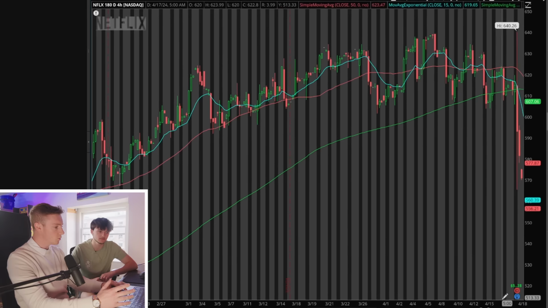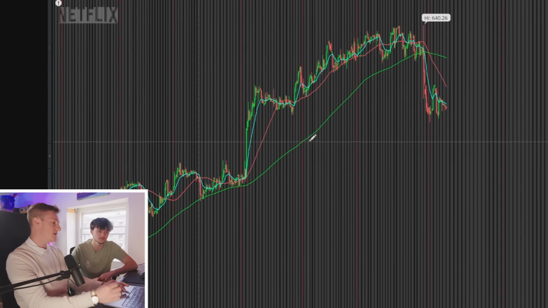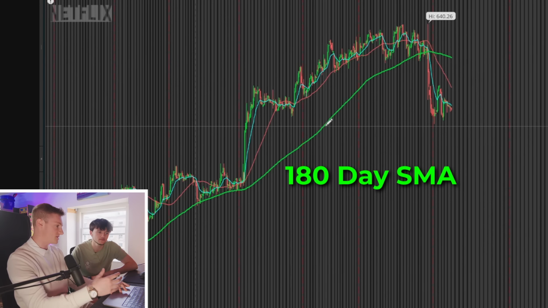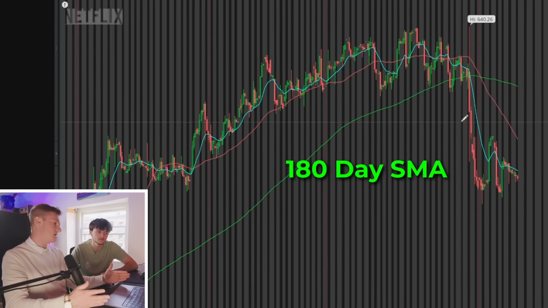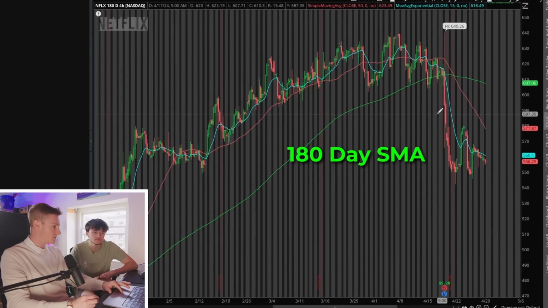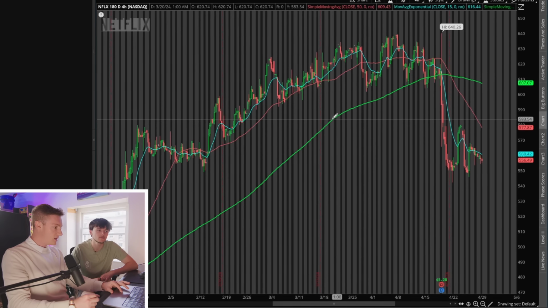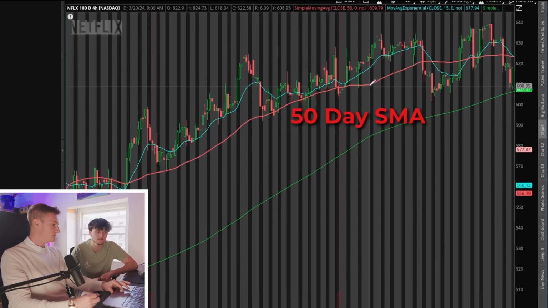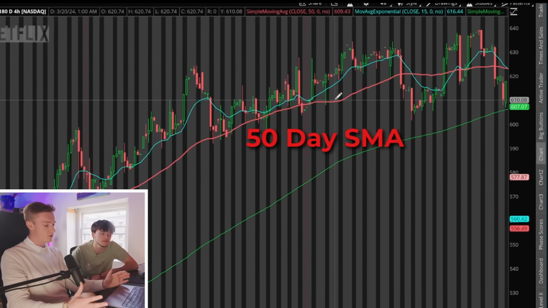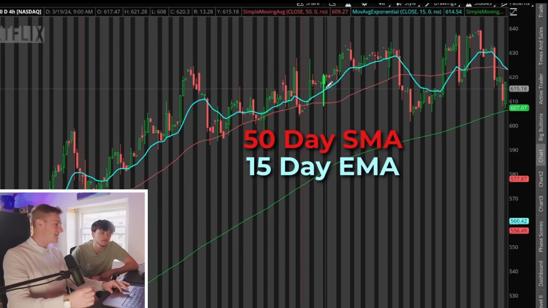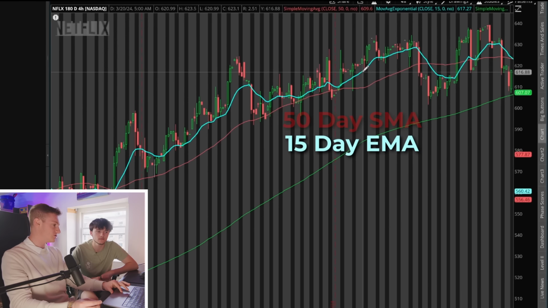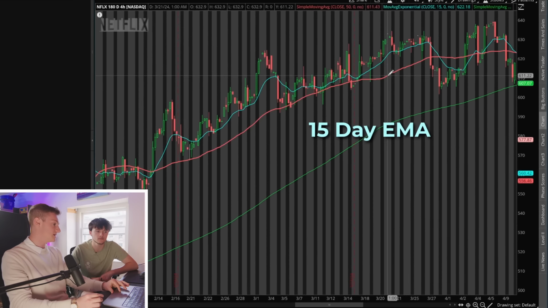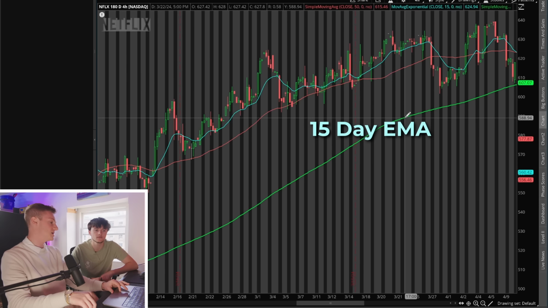And so we're looking here at first the 180-day SMA. That is that green line right there. The average movement on Netflix over the last 180 days is represented by this green line. Secondly, the 50-day SMA, this red line, average movement over the last 50 days, and then the 15-day EMA. EMA stands for exponential moving average. It's a different moving average than the 50-day and 180-day, because these are SMAs, simple moving averages. And this is the 15-day EMA, exponential moving average.